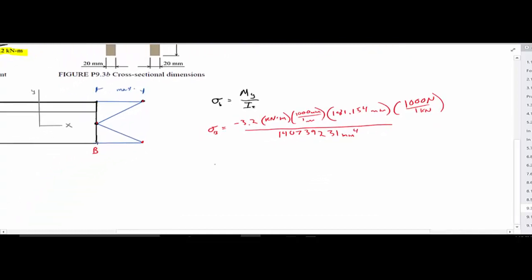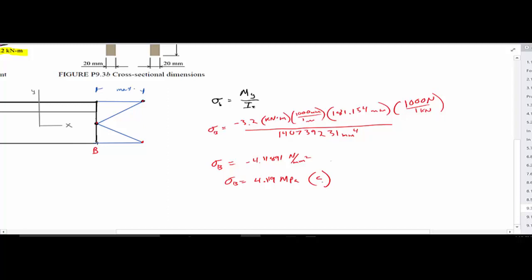You calculate all this out, and you should get a stress at B of negative 4.11891 newtons per millimeter squared, which we can then say our stress at B is going to equal 4.119 megapascals, and because we had a negative, that will be in compression.